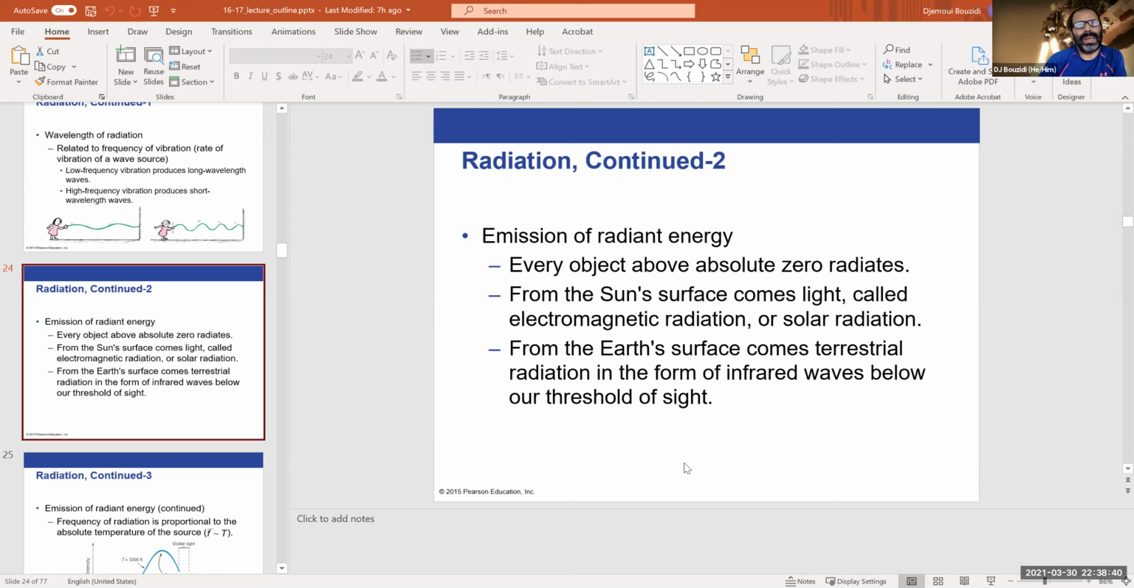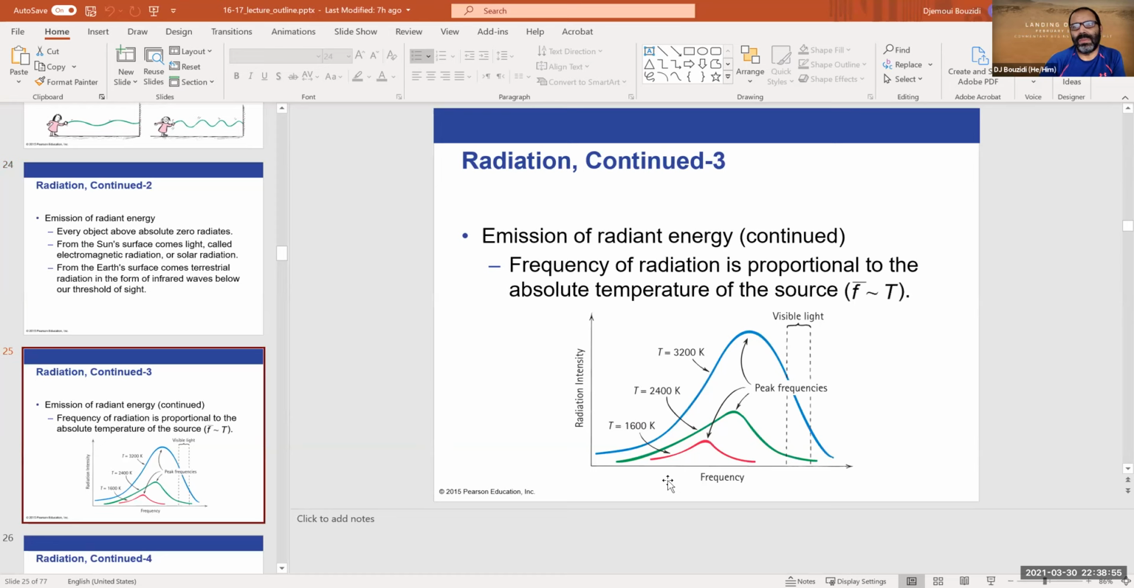Anyway, from the Earth's surface comes terrestrial radiation in the form of infrared waves, and that is below the threshold of sight. So we cannot see anything that is outside of the visible light. Here is the spectrum law. This is basically the emission of radiation as a function of temperature. This is frequency. Sometimes you will see this graph backward, with the peaks going the other way, and if you look at the bottom, you see it's not frequency but rather wavelength, because wavelength and frequency are the inverse of one another, okay?